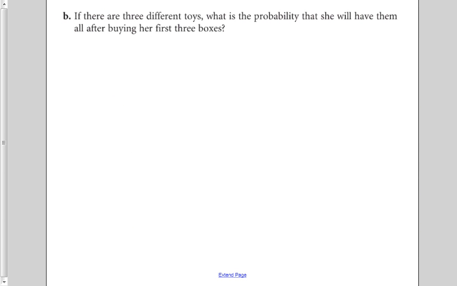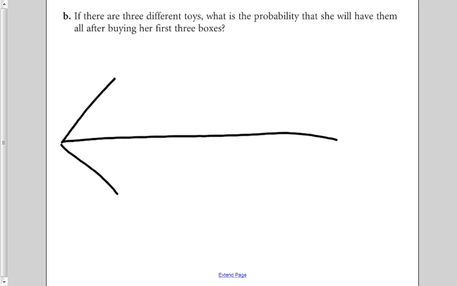Now there are 3 cereal boxes and 3 toys, and we want to find one of each toy. Here, getting toy 1, toy 2, toy 3.